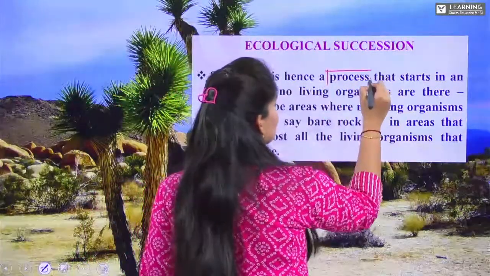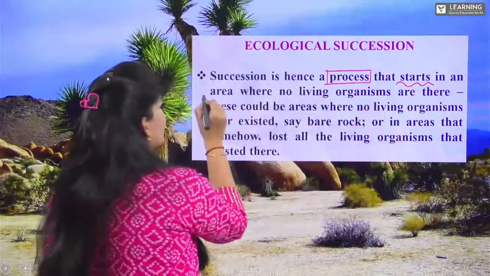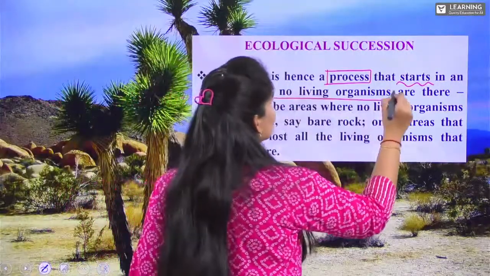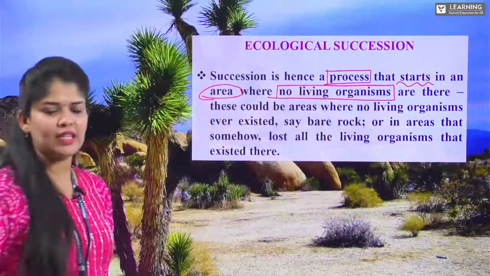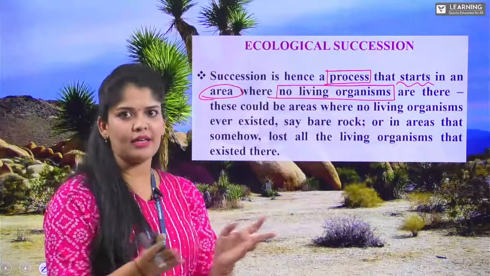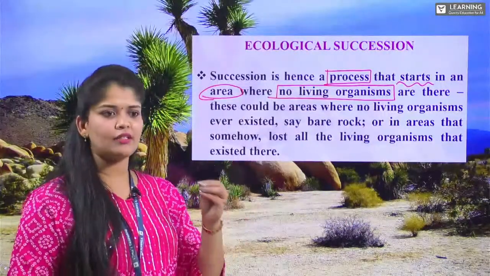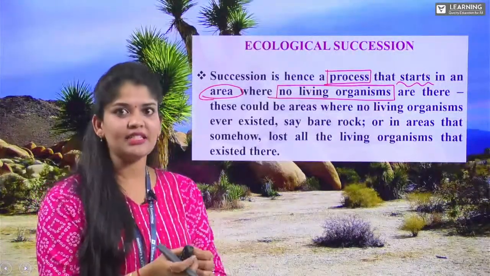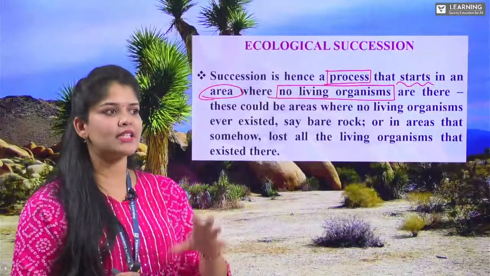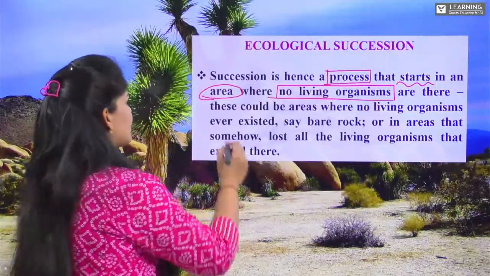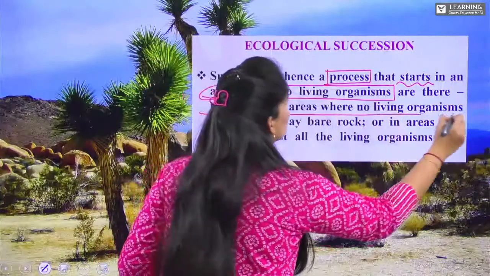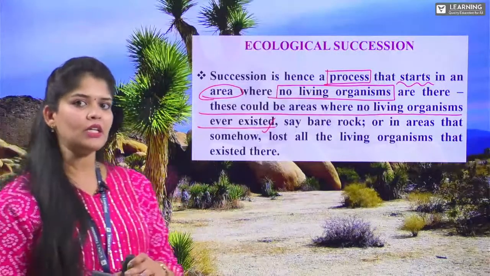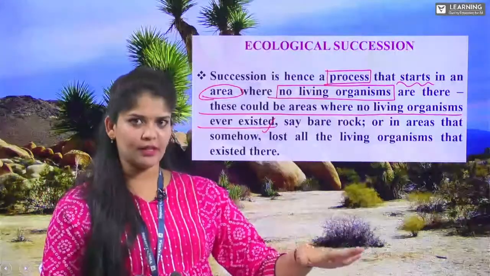It's a process that starts in an area where no living organisms are there. No life is there. Like consider bare areas, like bare lands, where there is no existence of life at all. Then that is the area where we can see the starting of this succession. There could be an area where living organisms never existed. They may have existed, now it is not there.